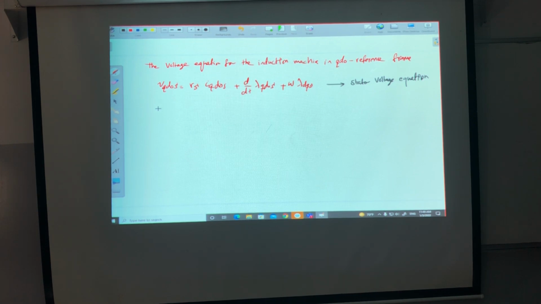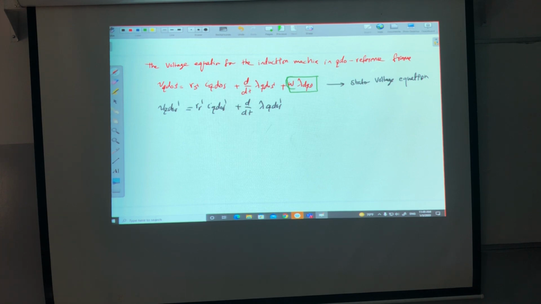Now what about the rotor? Here I will write VQD0R dash equal to RR dash IQD0R dash plus d by dt of lambda QD0R dash, then the turns ratio term. Then I need the last term, so I need to write a term similar to this one.